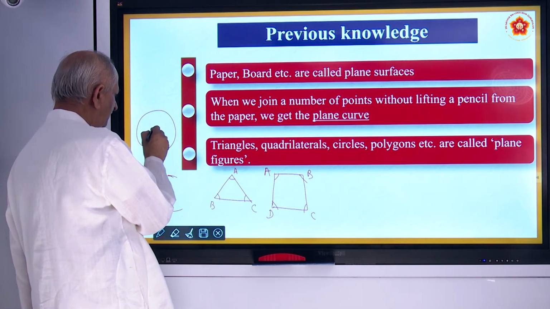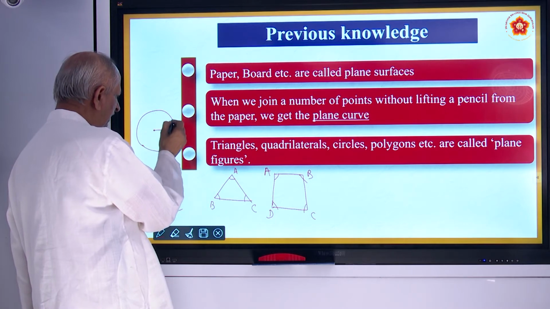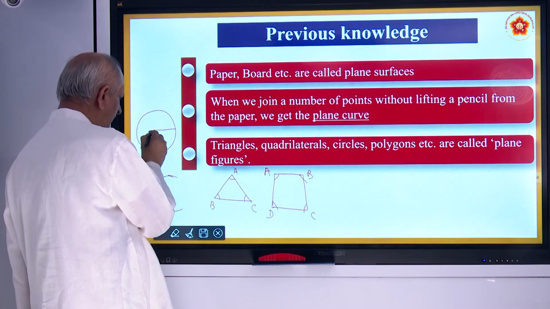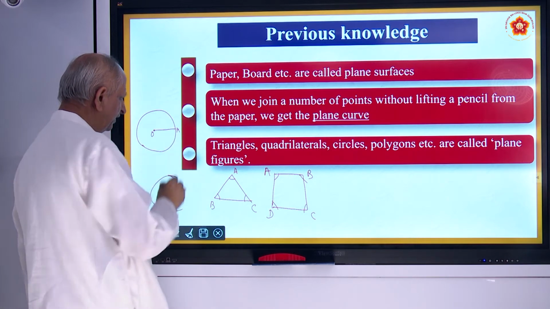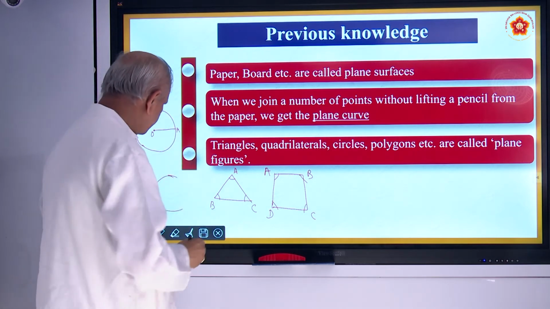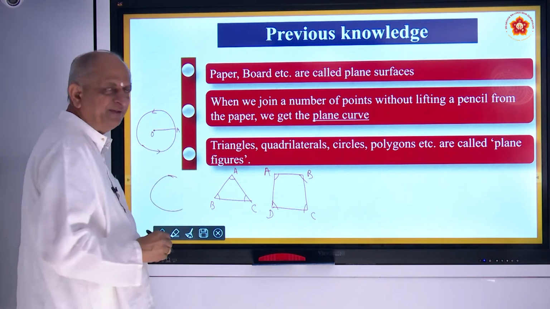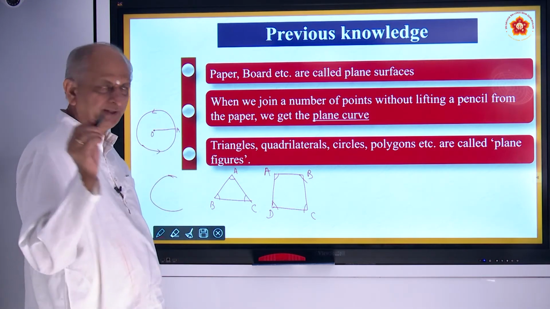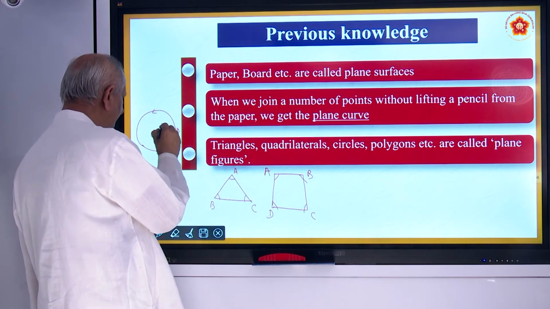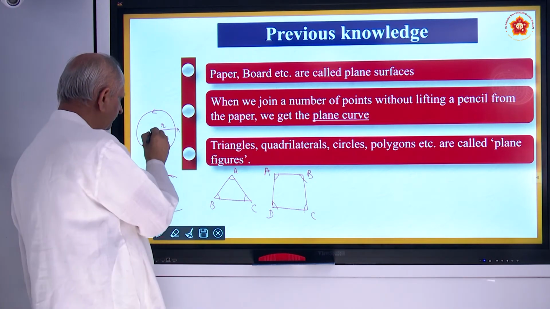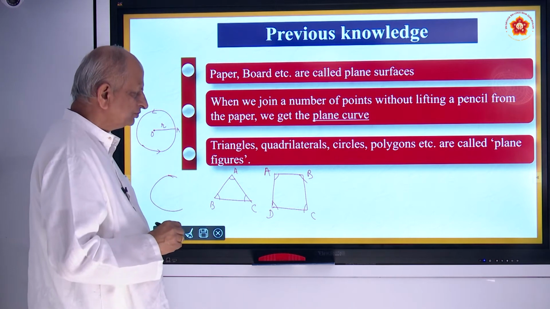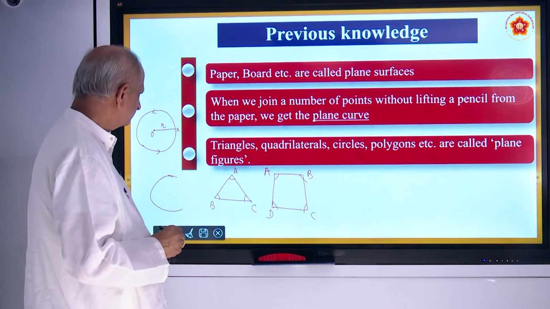And also we have seen about circles. A circle will have a center, and this shows the path traced by a point. Suppose a point A is here. This point A moves such that it is at a fixed distance from a fixed point, and this distance is called the radius. This fixed point is called the center.